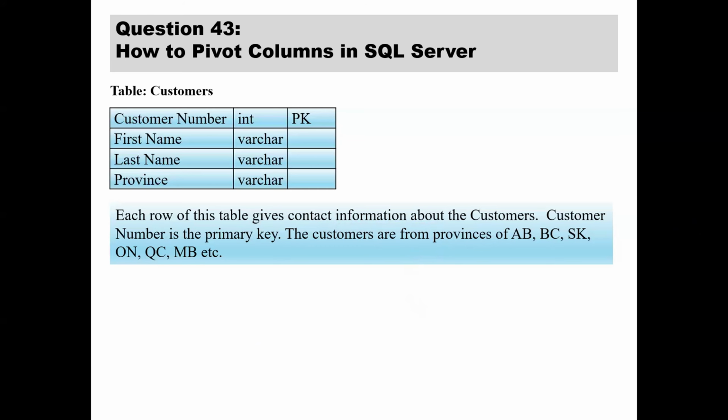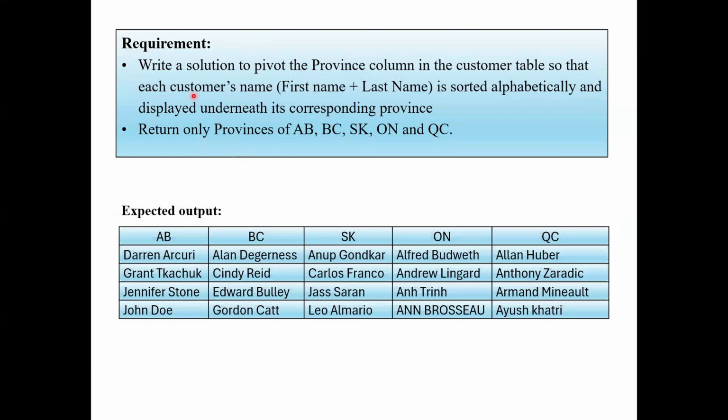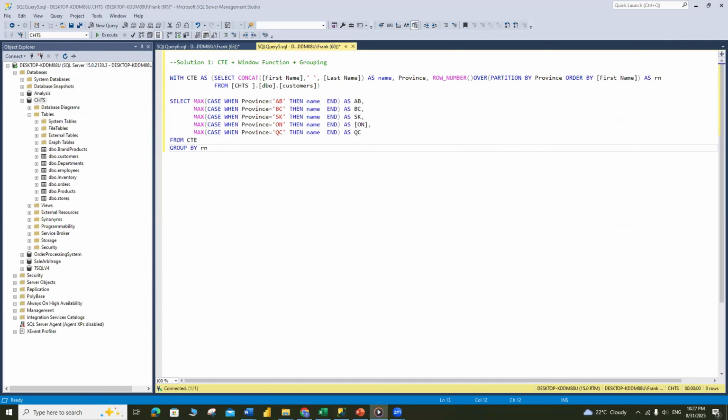Our business requirement is, instead of having province values down a single column, we want them as headers. Under each header, we should see customers' names in alphabetical order. Here's an example of the expected output. This makes it very easy to compare customers across provinces at one glance. Let's see the solutions in SQL Server Management Studio.